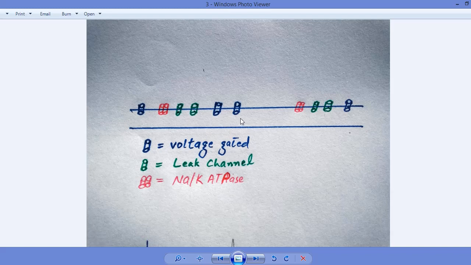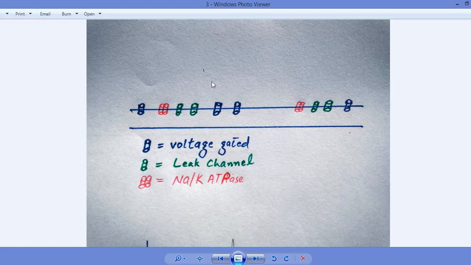And when the voltage gated potassium channel becomes open, what is its function? It will leak out the potassium from the internal environment to the external environment. The function of the voltage gated sodium channel was to transfer the sodium from the external environment to the internal environment and make the internal environment positive, while the function of the voltage gated potassium channel is to leak out the potassium from the internal environment to the external environment and make the internal environment comparably negative.